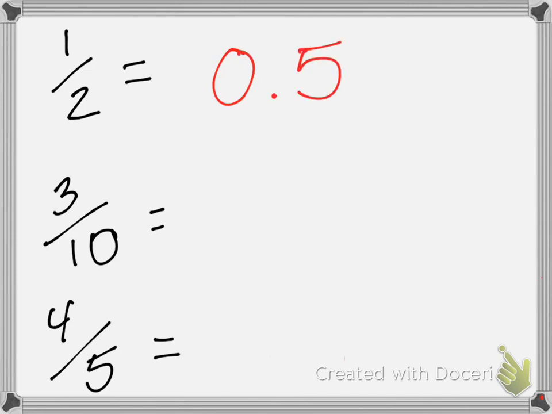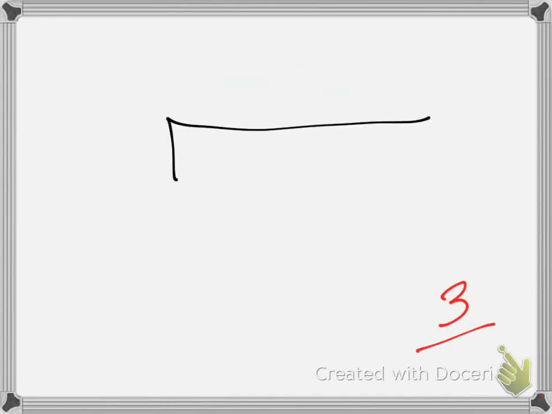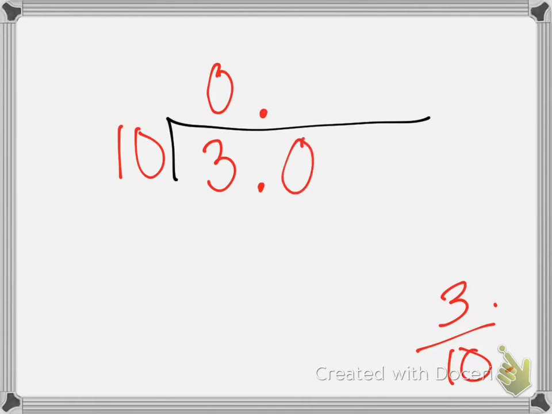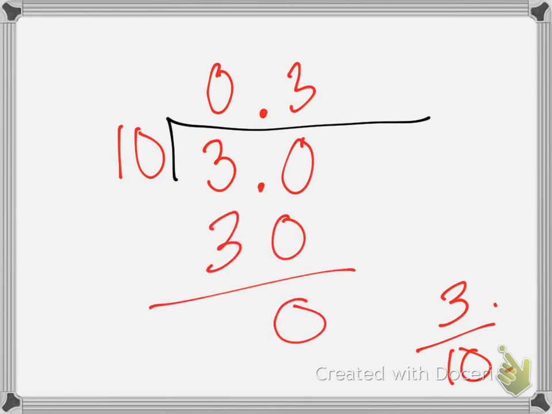I want you to try the rest. 3/10 and 4/5. So the second one, 3/10. This is in, this is out. So 10 goes into 3 how many times? 0. By the way, if our top is smaller than our bottom, it's always going to start with a 0. If our bottom is bigger than our top, then we will have it be some kind of number. Excellent. So we put our 0 here. It goes into it 3 times, which is 30. Hey, look, we get a 0.